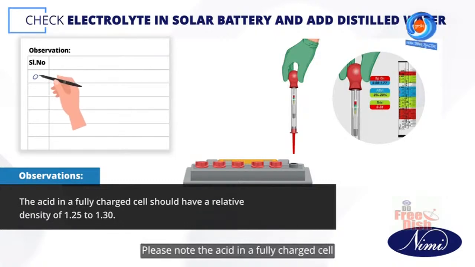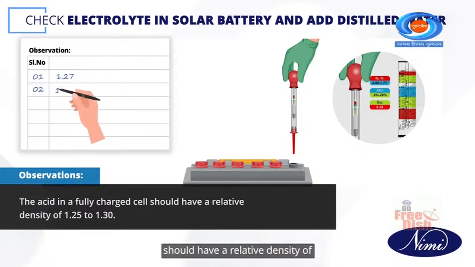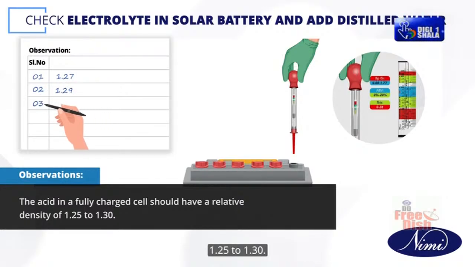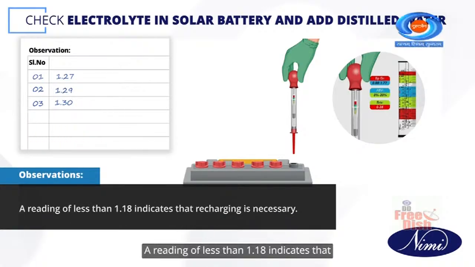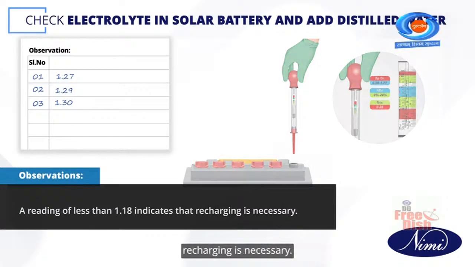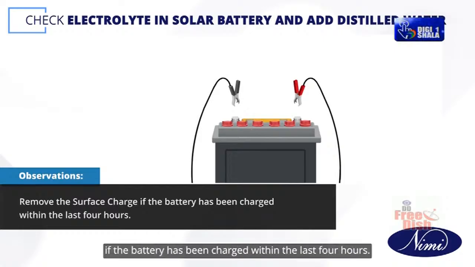Please note, the acid in a fully charged cell should have a relative density of 1.25 to 1.30. A reading of less than 1.18 indicates that recharging is necessary. Remove the surface charge if the battery has been charged within the last 4 hours.